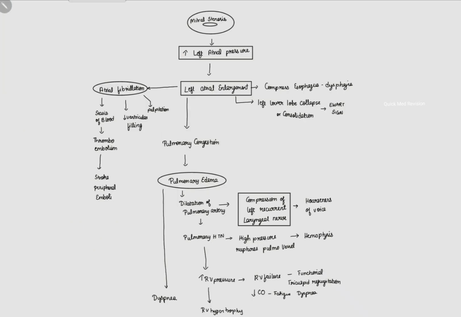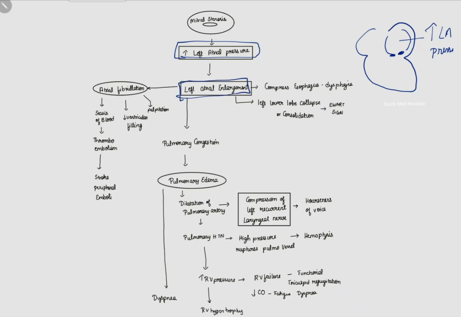Now let's see what happens if there is a stenotic mitral valve. There will be an increase in left atrial pressure. The mitral valve is stenosed, blood can't flow out properly, and this causes left atrial enlargement. So the LA, as you can see, has enlarged, because of which it compresses the esophagus, which causes dysphagia, and lower lobe collapse or consolidation occurs, which is Ewart sign.